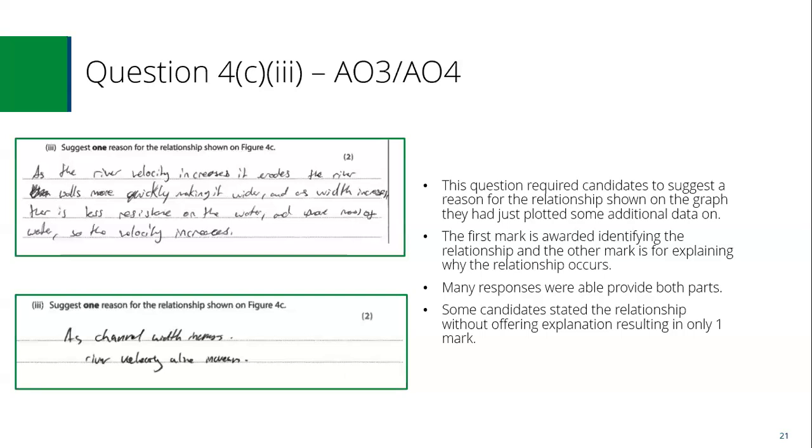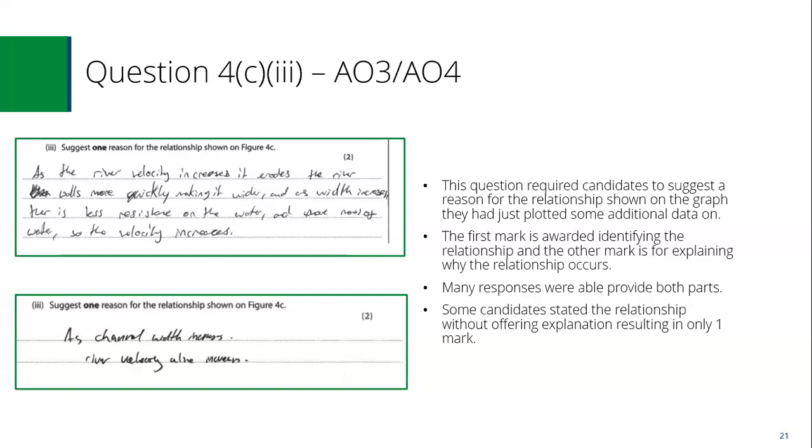In terms of question 4C, suggest one reason for the relationship shown. This question required candidates to suggest a reason for the relationship shown on the graph they just plotted some additional data on. The first mark is awarded for identifying the relationship, and the other mark is for explaining why that relationship actually occurs. Many candidates here were able to provide both parts. Some candidates stated the relationship without offering an explanation, and that really could only result in 1 mark.